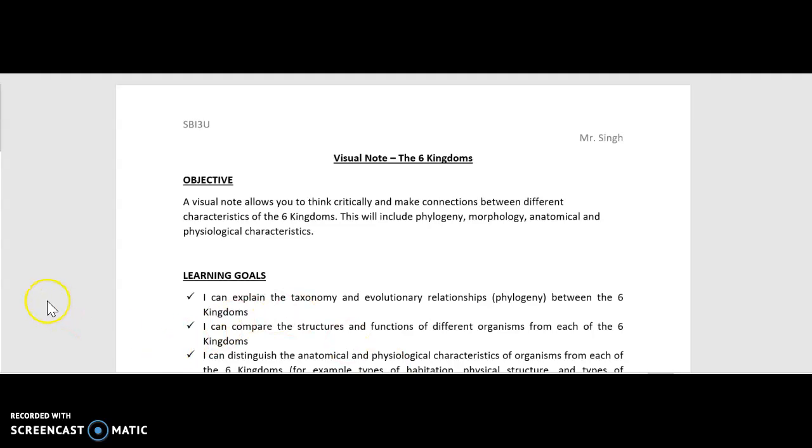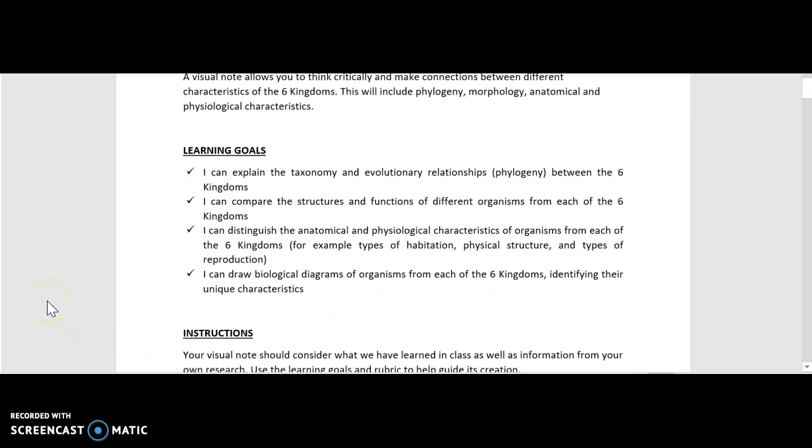So your learning goals for this are to be able to explain the different taxonomy and evolutionary relationships, which is called phylogeny, compare the structures and functions of different organisms in each of the six kingdoms, distinguish anatomical and physiological characteristics. So this is things like their habitat, physical structures, how they reproduce, things like that. And lastly, to draw biological diagrams.